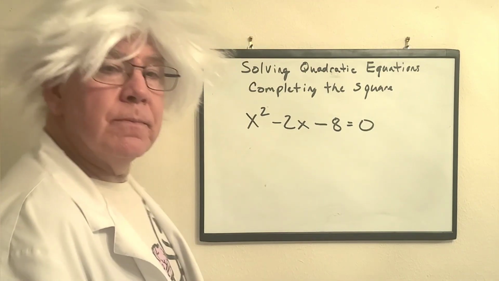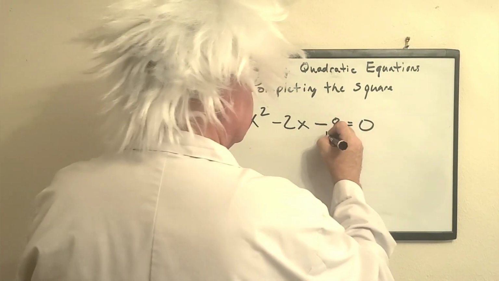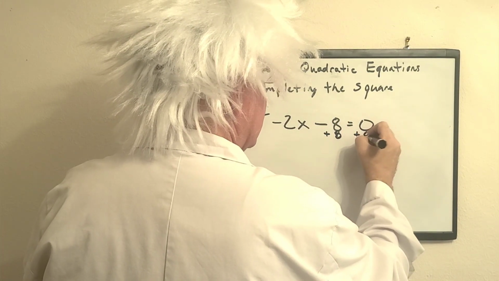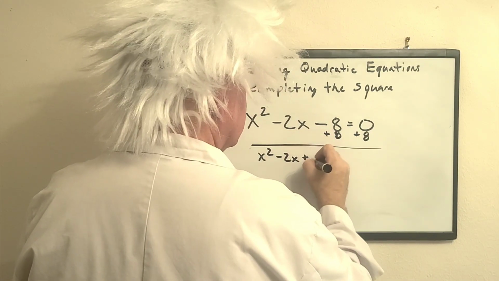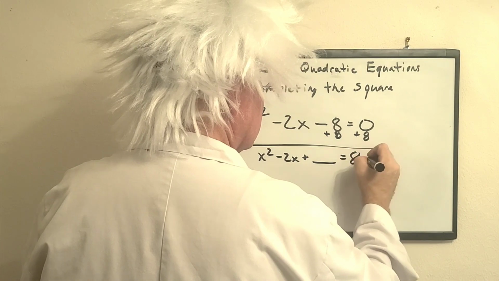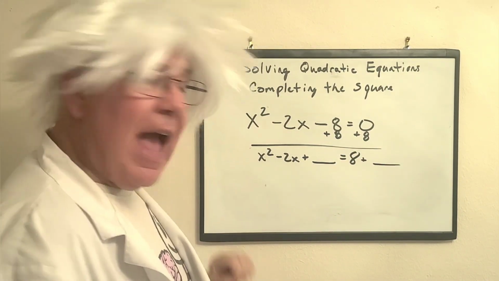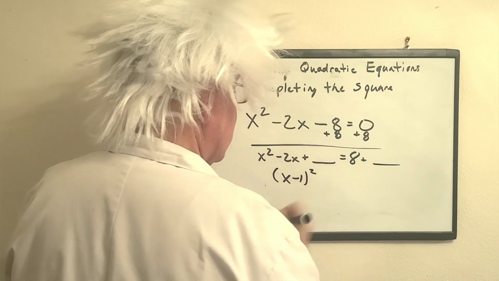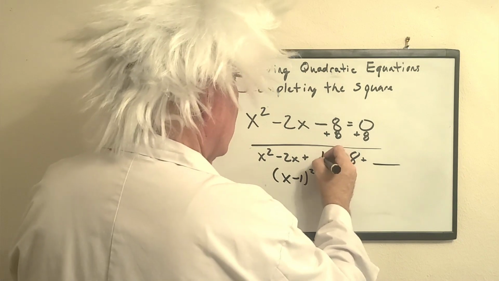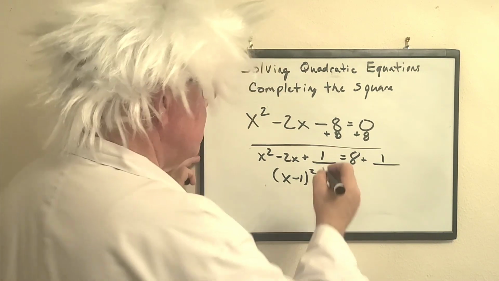Now, here we go. First thing I got to do, that's got to go to the other side. So I'm going to add 8, okay? Add 8. This gives me x squared minus 2x. Now, to complete the square, I'm going to have to add something. So here we go. Watch carefully. Take half of 2. So this is going to be x minus 1 on this side, and I square it. So 1 squared is 1. Whatever I do to one side, I do the other. What's 8 plus 1? It's 9.